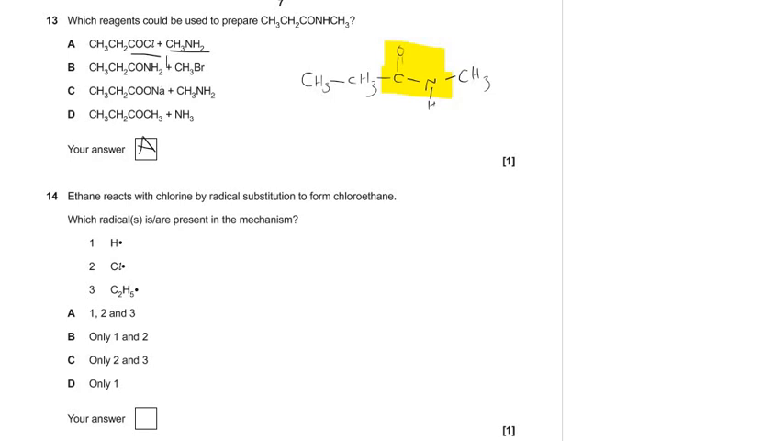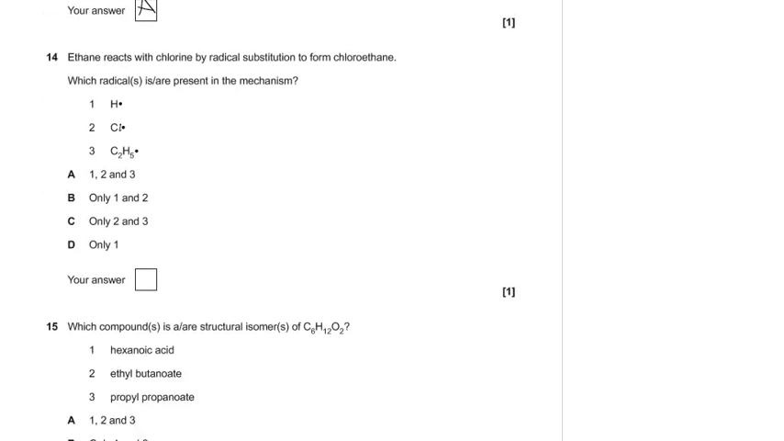If we look at 14, nearly finished now. Ethane reacts with chlorine by radical substitution to form chloroethane. Which radicals is or are present in the mechanism? So this is really asking you to think right the way back to when we looked at homolytic fission and the radical reaction mechanism to form haloalkanes. And what we're looking for here is C. So only 2 and 3.